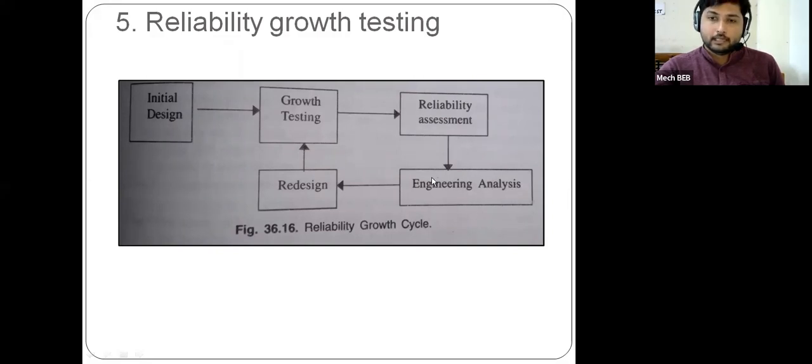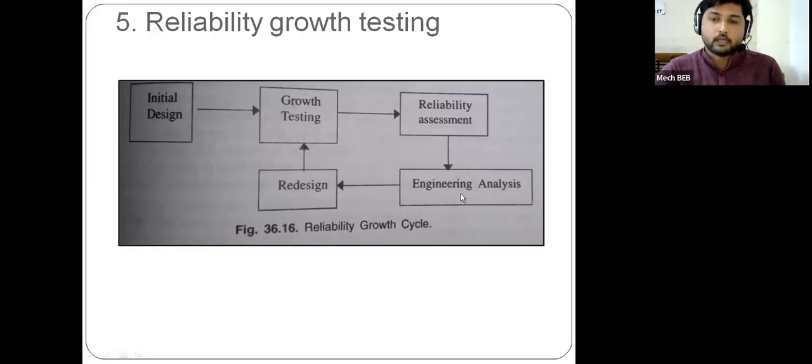you have done the engineering analysis related to that product, and you come to know that because of some design problem, a particular failure is happening in the product. So you try to change the design of that product, and you want to increase the reliability. So here you are redesigning the product, and once again you are testing it. Once again you are taking the reliability assessment, and once again you are doing the engineering analysis.